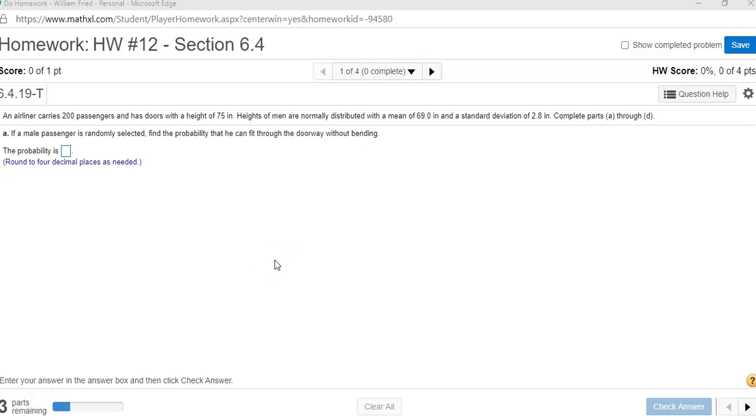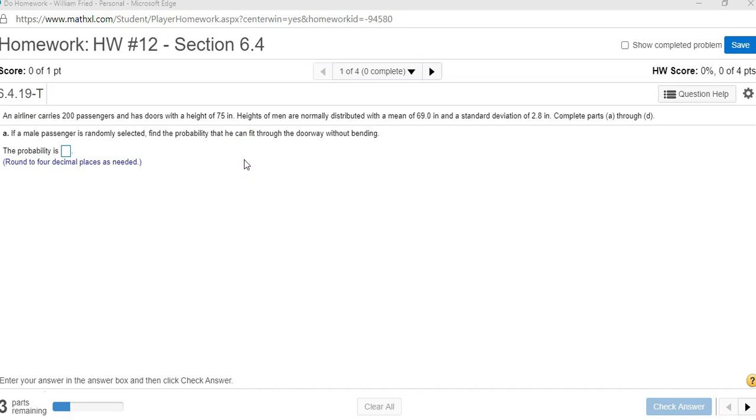I'm going to do a central limit theorem question from the homework. So this one says the fact that it carries 200 passengers doesn't matter. The doors have a height of 75. The heights of men are distributed mean 69, standard deviation 2.8. So if a male passenger is randomly selected, find the probability he can fit through the doorway without bending.